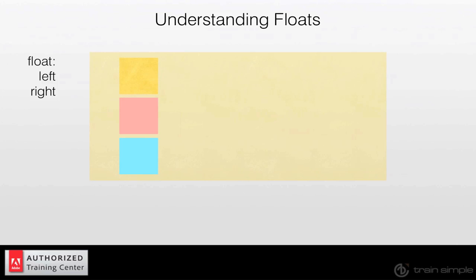Now, what you can use is the float property, and you can assign a couple different values, left and right. Now, let's just say we decide that we want to apply a float to this yellow box, and we want that float to have a value of right. What happens is this yellow box is removed from normal document flow. Almost think of it as being lifted up off the screen or off the page.